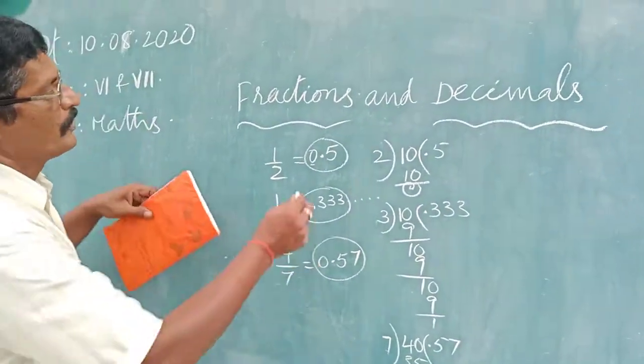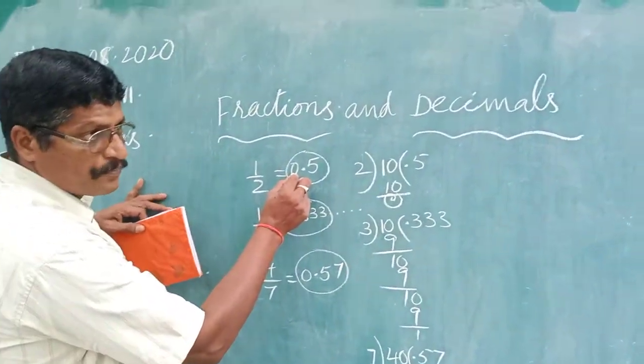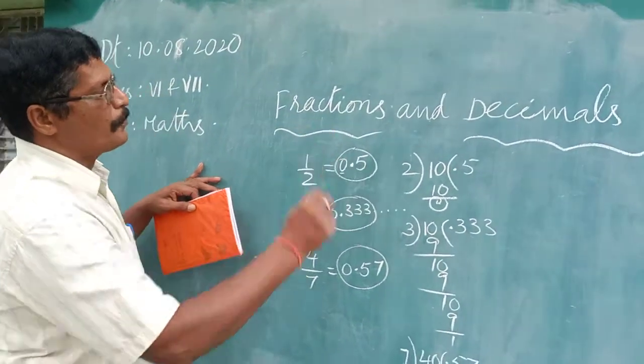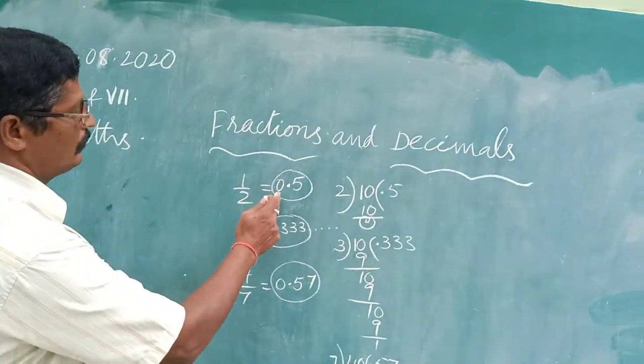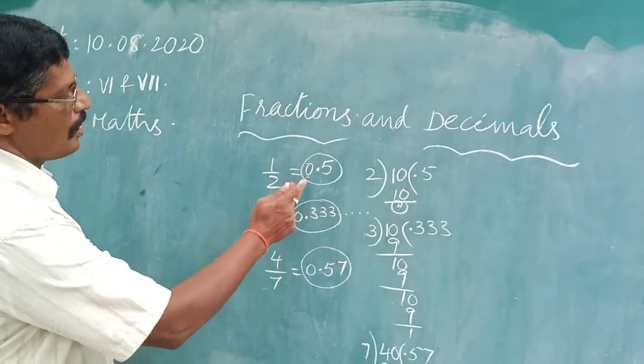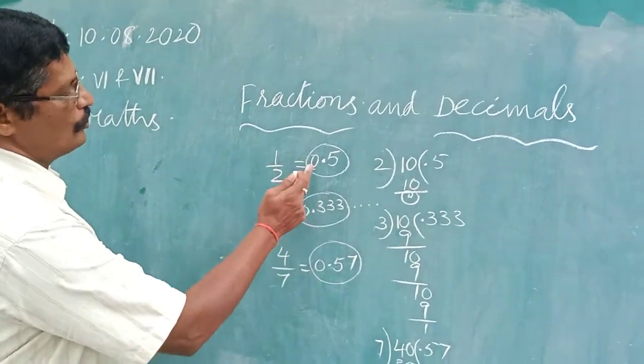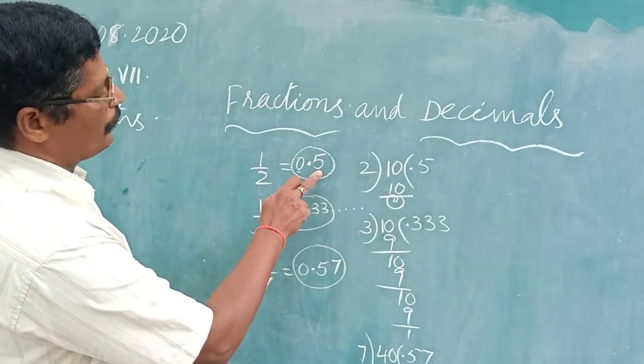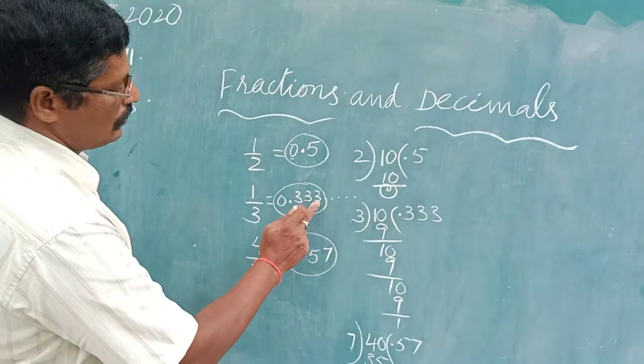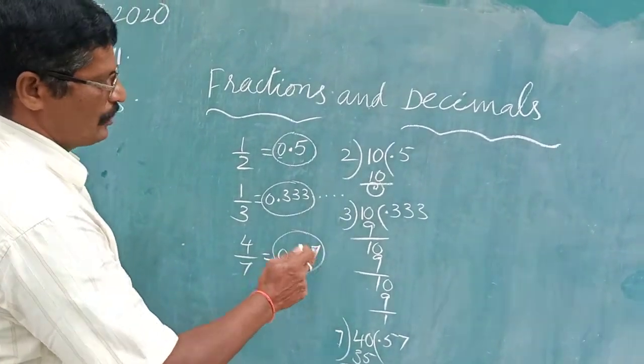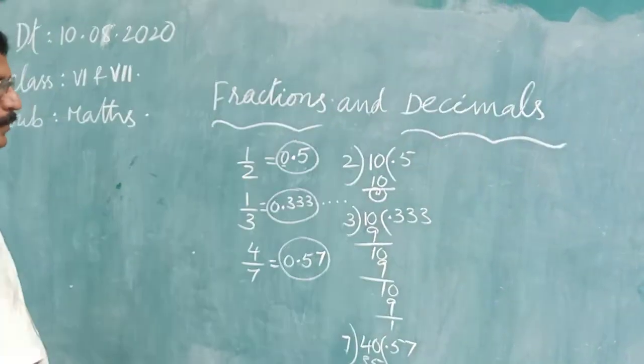In this, the left side of the decimal point is called the integral part. Here the integral part is 0 in all of them. Here 0.5, here 0.333, 0.57. Okay, these are decimal numbers.